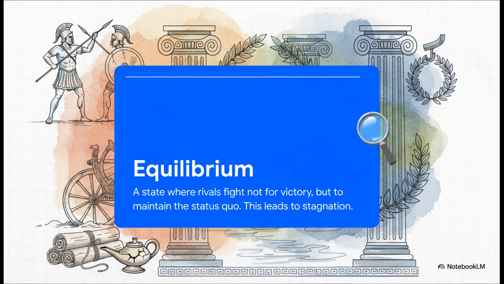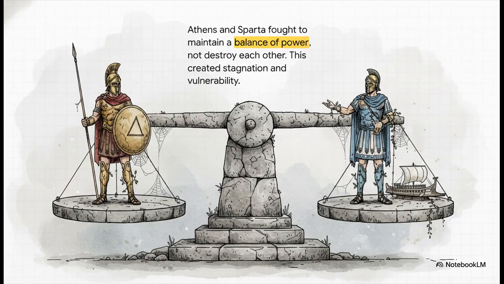But then, a funny thing happens, right? The victors become the new establishment. They become the new core. And they fall right into their own state of, you guessed it, equilibrium. And this is the crucial twist. Athens and Sparta become the 2 new superpowers, and they immediately start fighting each other.